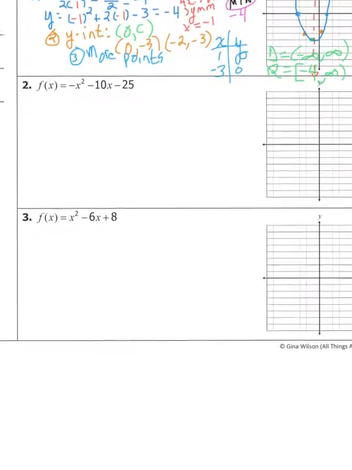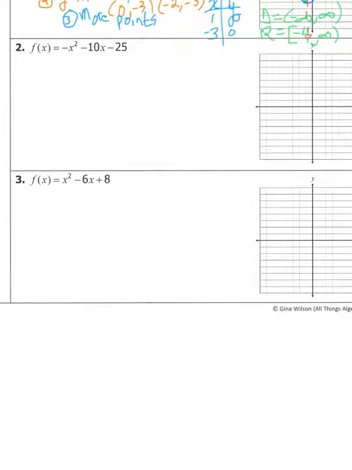So then let's look at the next graph. This one we're not going to graph, but I wanted to talk about it for a couple of things. Number one, let's find A, B, and C. So A is equal to -1, because the coefficient is this negative, which means -1. B is -10, and C is -25.